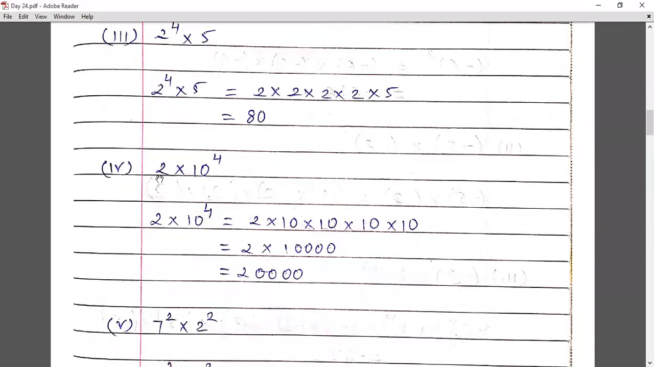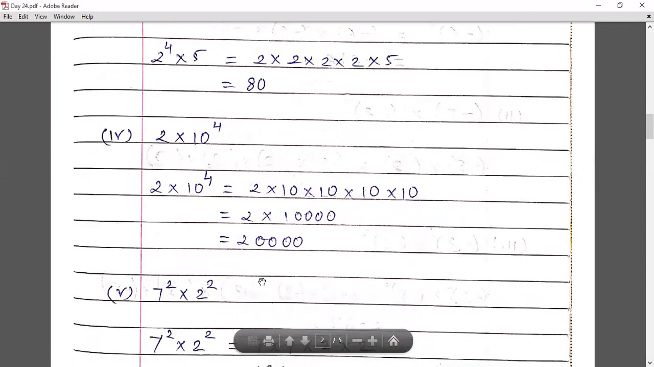Part 4, 2 into 10 raised to 4. 2 into 4 times 10 in multiplication. Since I can write it directly, 10 into 10 into 10 into 10 is 10,000. 2 into 10,000 will give you 20,000.